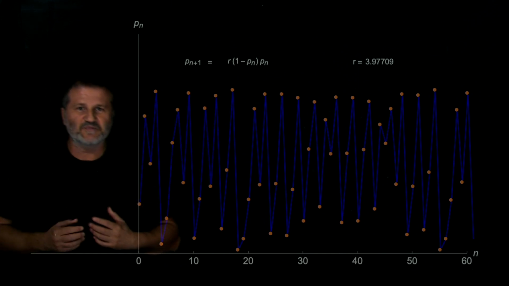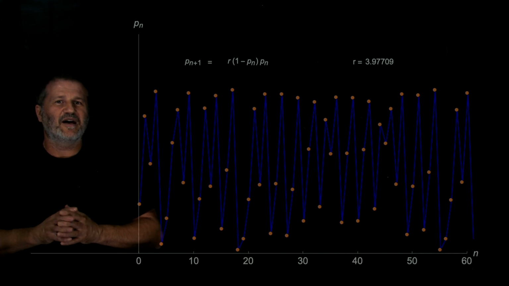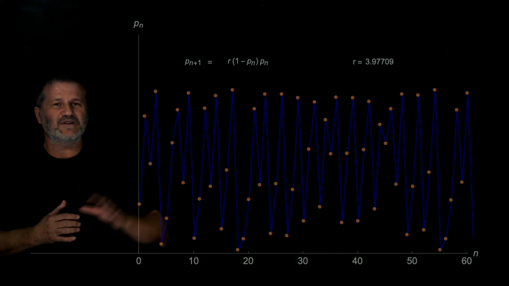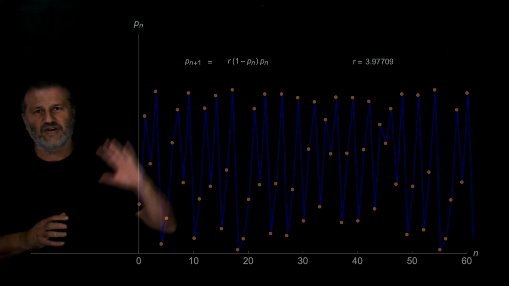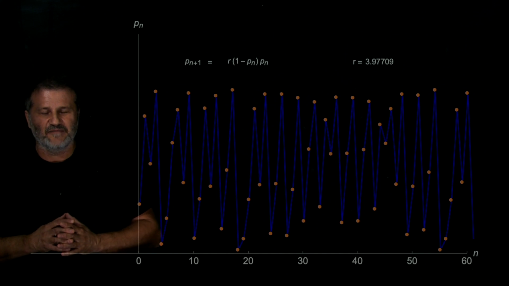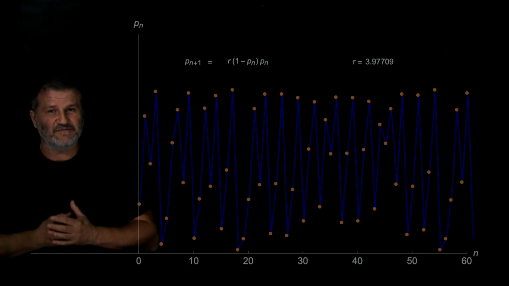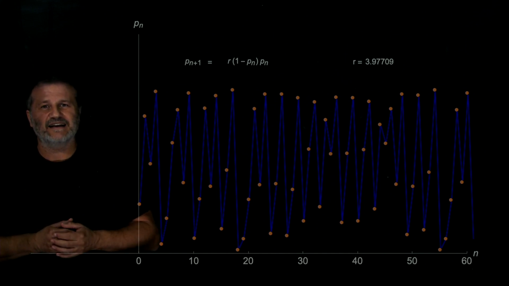It is possible to prove that even larger periodic movements are possible. And finally, a completely chaotic and unpredictable behavior. That's why this system is much more complex than the simple Malthus system.